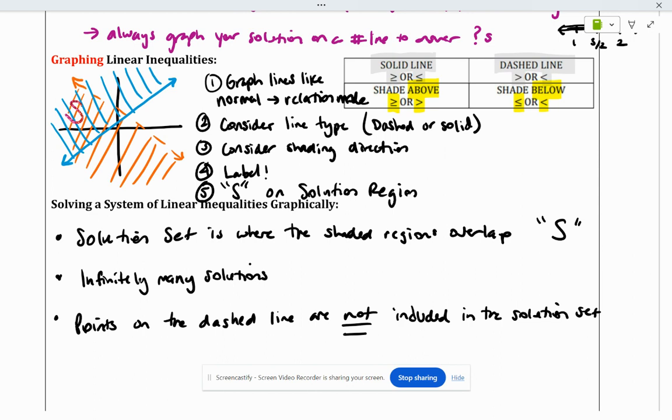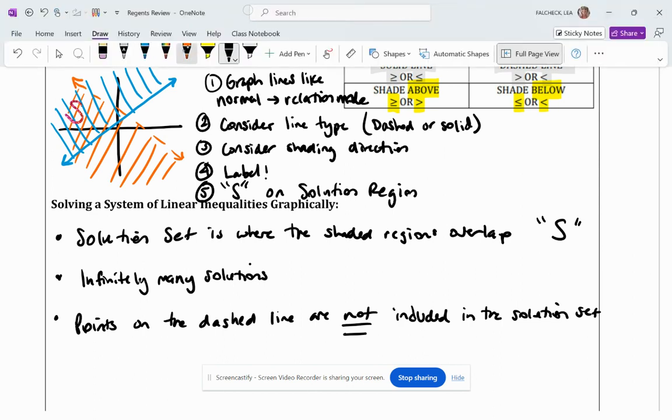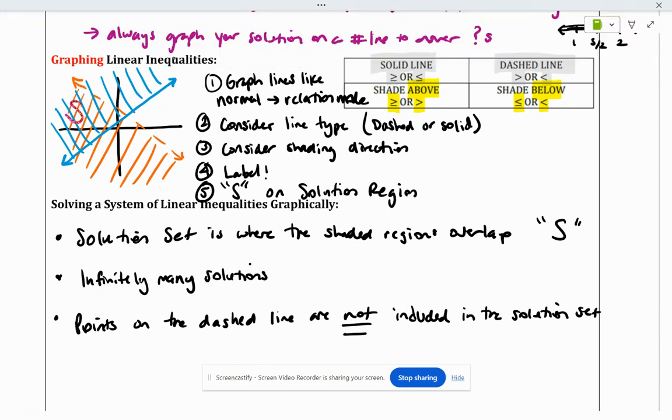Okay, so look at this rough example that I drew up here, right? This point right here, is that the solution to the system of inequalities? No. First of all, the solution to a system of inequalities has infinitely many solutions. Those solutions are points that are located anywhere in the region that's labeled with an S. And that point where the two lines cross is not even a point in the solution region because it's on a dashed line. Okay.